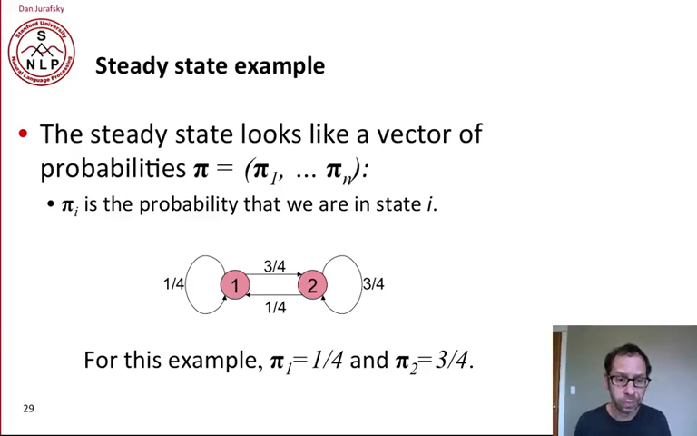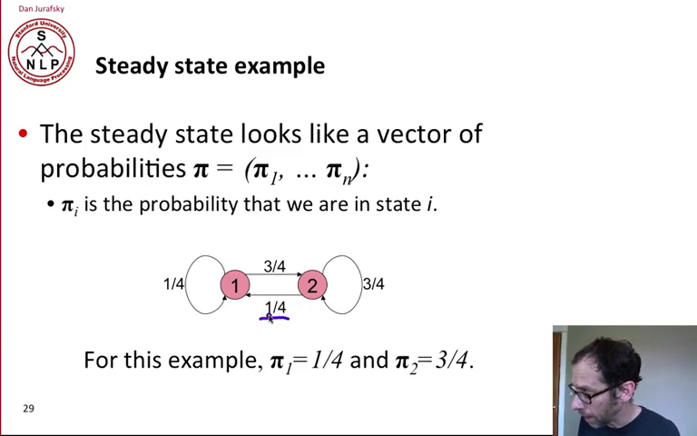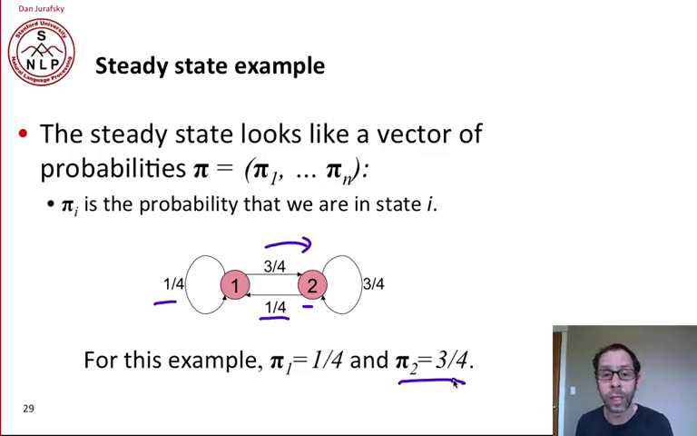So let's look at an intuition. The steady state is a vector of probabilities, where pi sub i is the probability we're in state i. So here's a little two-node graph. And here, pi sub 1 is a quarter. So you can sort of intuitively see that the probability from node 2 of going to node 1 is a quarter, and the probability if you're in node 1 of staying in node 1 is a quarter. So over the long run, the probability that we're going to end up in node 1 is a quarter. Whereas for node 2, we have both a loop-back probability of 3/4 and a probability of going from state 1 of 3/4. So here the long-term visit rate is going to be 3/4.